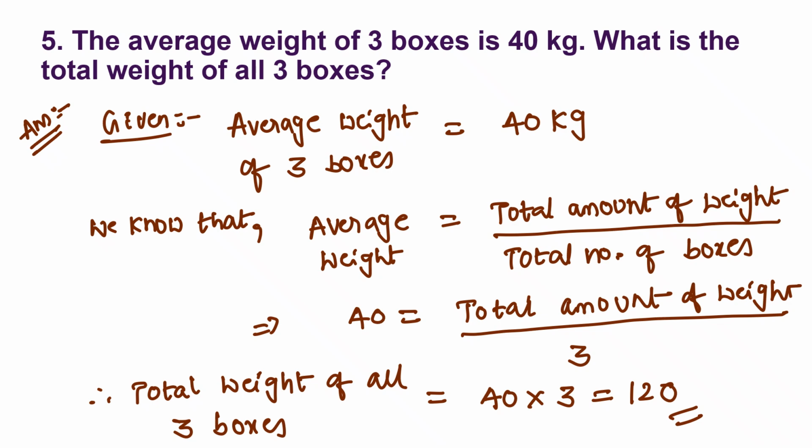The fifth problem is the average weight of 3 boxes is 40 kg. Then what is the total weight of all 3 boxes? In the given problem, we are given the average weight of 3 boxes is equal to 40 kg. And we know that average weight is equal to total amount of weight divided by total number of boxes, which implies 40 is equal to total amount of weight divided by 3. Therefore, total weight of all 3 boxes is equal to 40 into 3 is equal to 120. Therefore, the correct answer is 120.